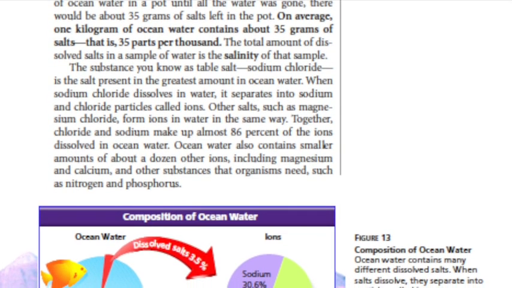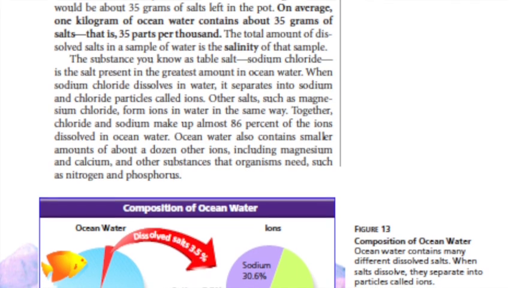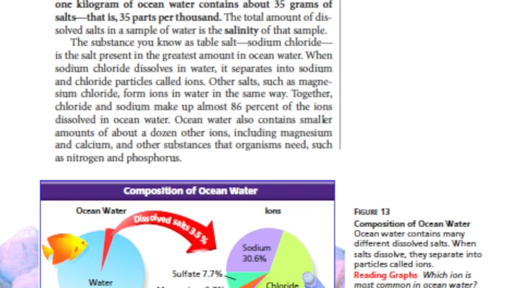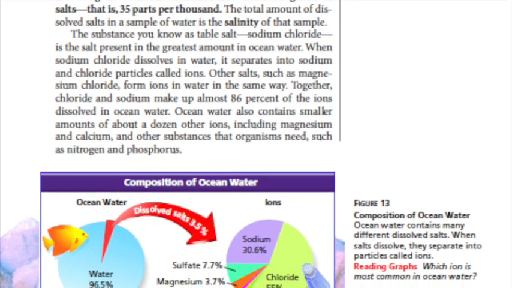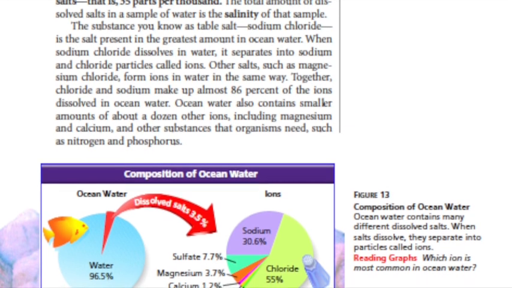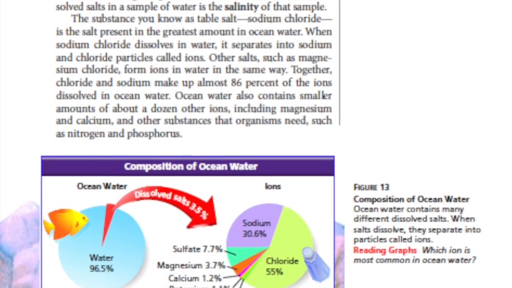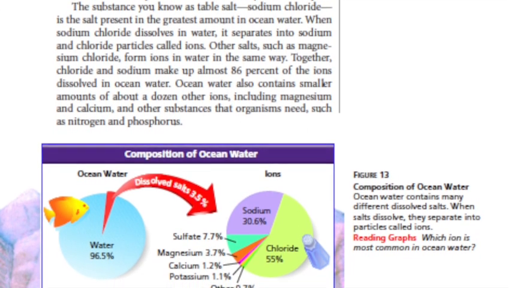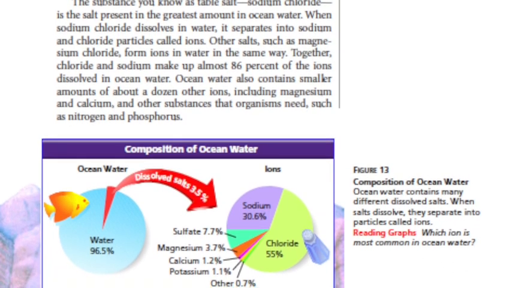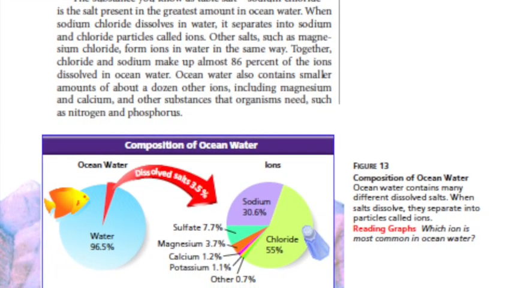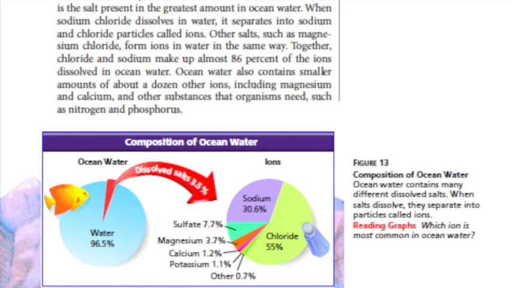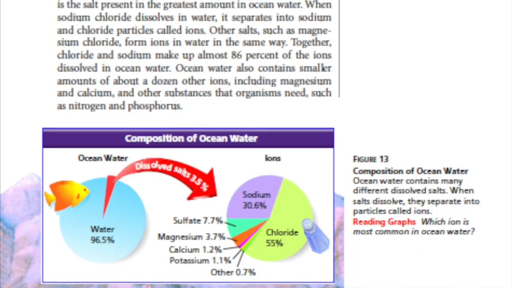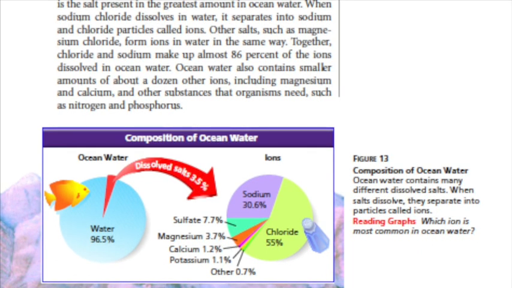The substance you know as table salt, sodium chloride, is the salt present in the greatest amount in ocean water. When sodium chloride dissolves in water, it separates into sodium and chloride particles called ions. Other salts, such as magnesium chloride, form ions in water in the same way. Together, chloride and sodium make up almost 86% of the ions dissolved in ocean water. Ocean water also contains smaller amounts of about a dozen other ions, including magnesium and calcium, and other substances that organisms need, such as nitrogen and phosphorus.